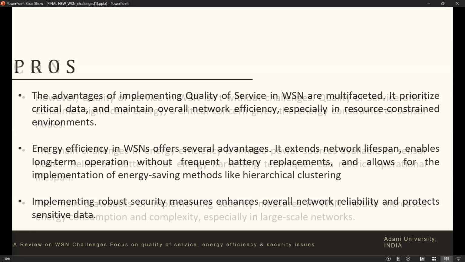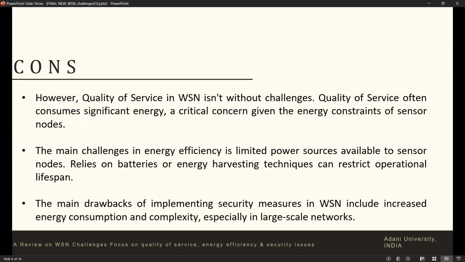And let's discuss the downside here. Disadvantages of quality of service. However, quality of service in wireless sensor networks isn't without challenges. Quality of service often consumes significant energy, a critical concern given the energy constraints of sensor nodes.